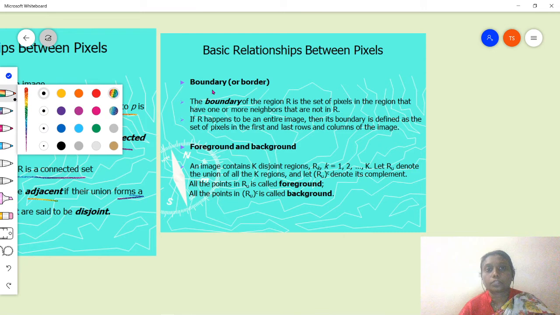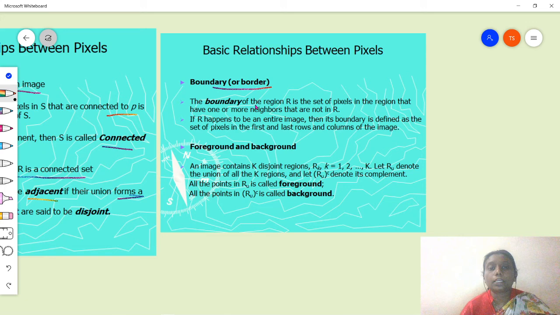Now, coming to the border or boundary of the image. The boundary of the region R, we already discussed the region R, is the set of pixels in the region that have one or more neighbors that are not in the region R. And if R happens to be an entire image, then its boundary is defined as the set of pixels in the first and last rows and columns of the image.